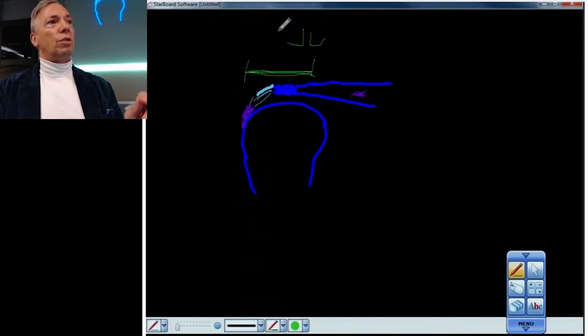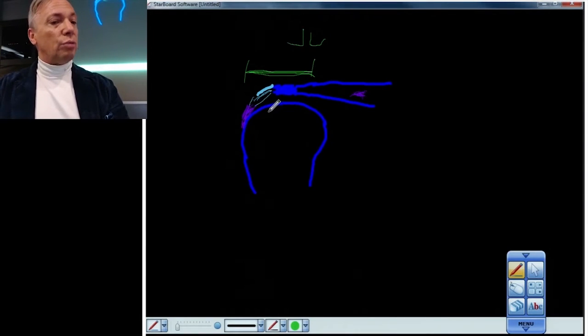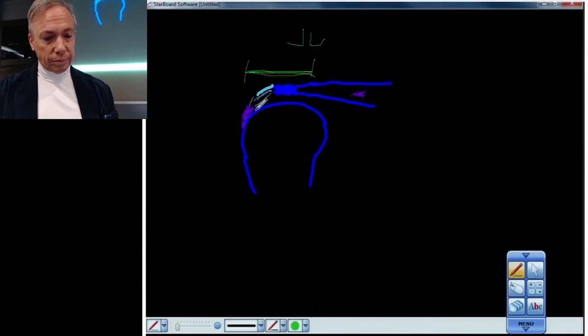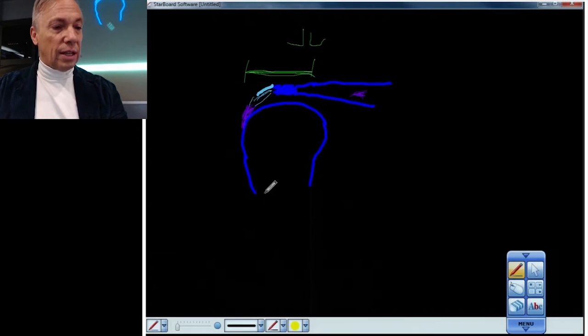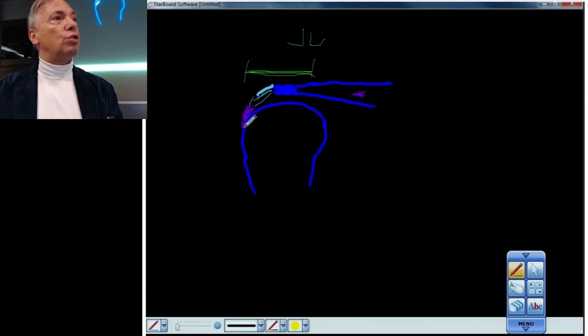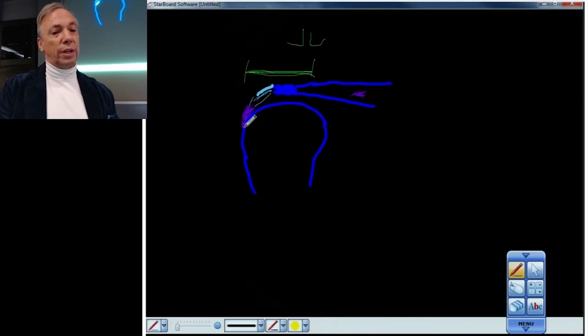Another way to describe, and an important way to describe, cuff injuries is by their location relative to the humerus. Now, we've already said that this portion of the cuff that sits right on top of the humerus and attaches to it is called the foot plate or footprint.